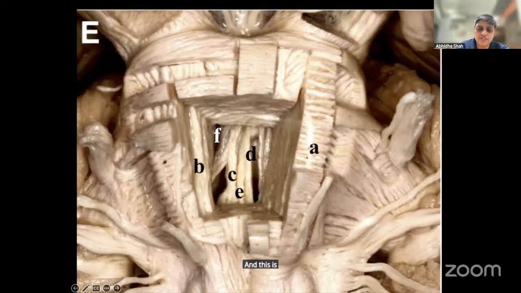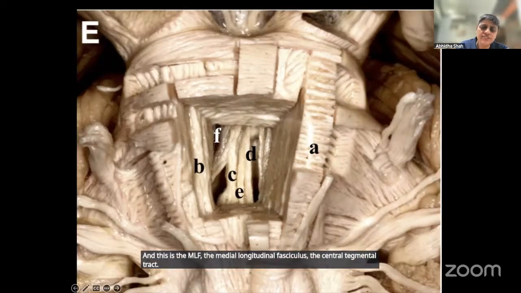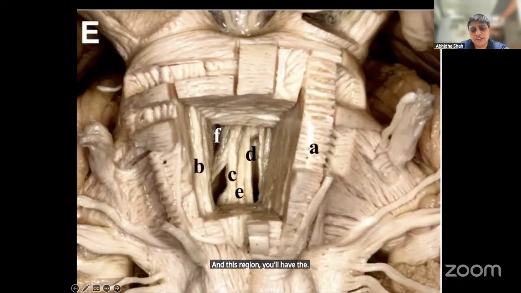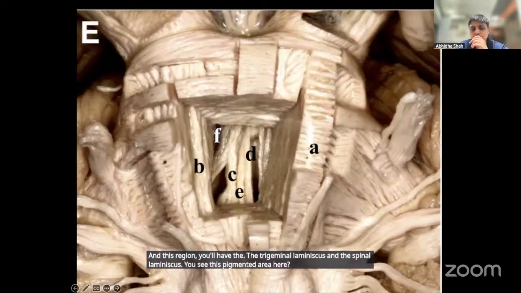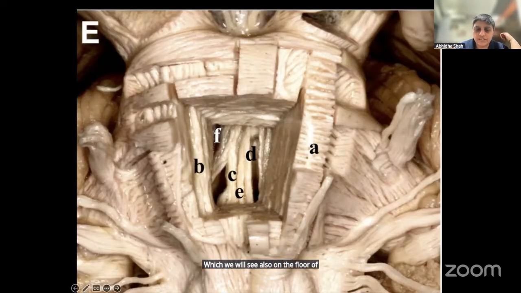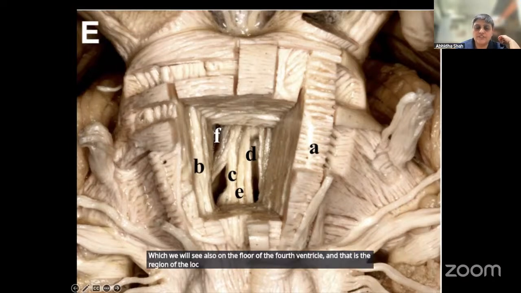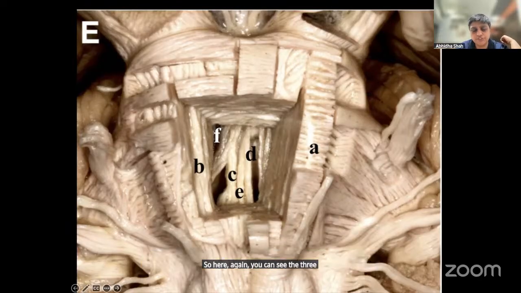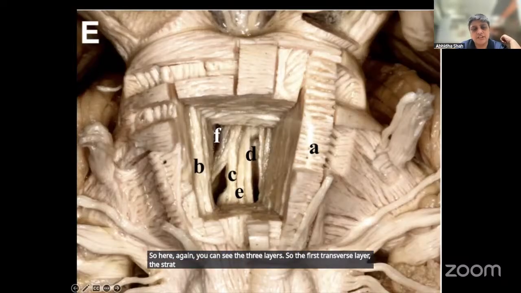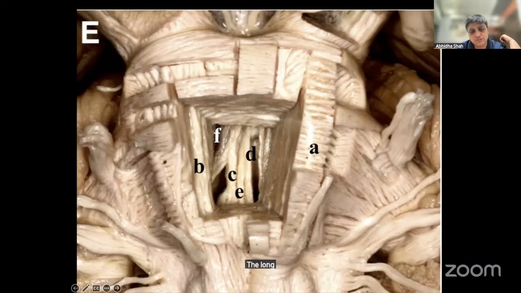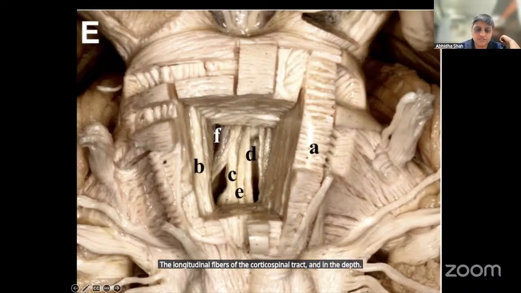And this is the MLF, the medial longitudinal fasciculus, the central tegmental tract. And in this region, you will have the trigeminal lemniscus and the spinal lemniscus. You see this pigmented area here, which we will see also on the floor of the fourth ventricle, and that is the region of the locus coeruleus, which consists of some pigmented cells, and it comes in this trigeminal area. So here again, you can see the three layers. So the first transverse layer, the stratum superficial, the longitudinal fibers of the corticospinal tract, and in the depth, again transverse fibers, that is the stratum complexum.